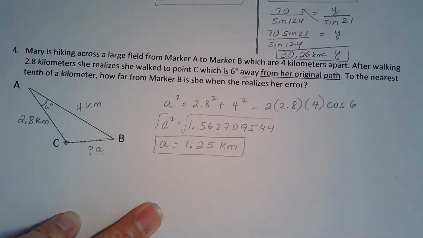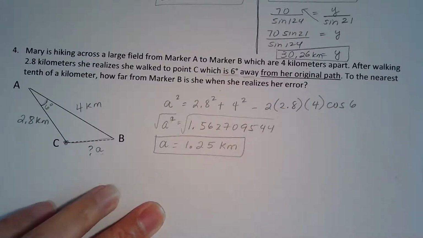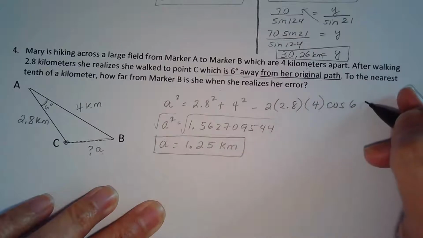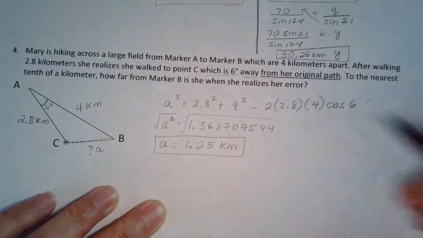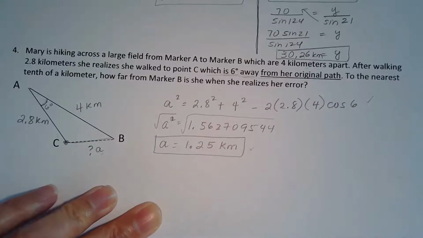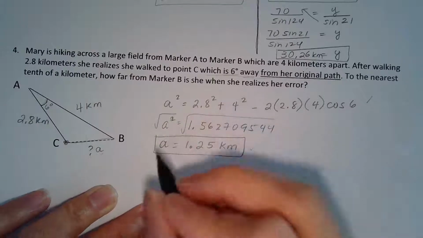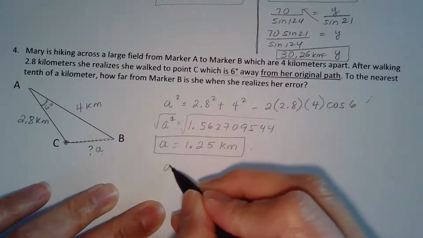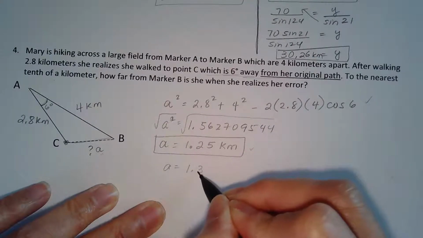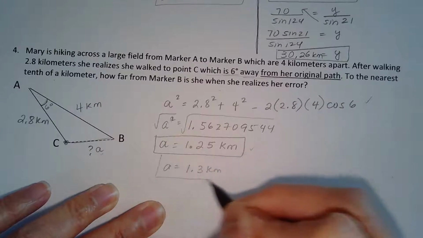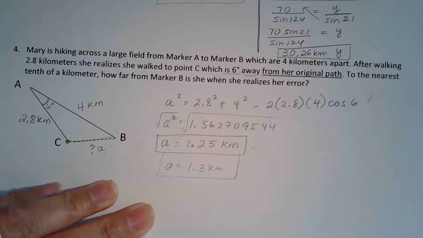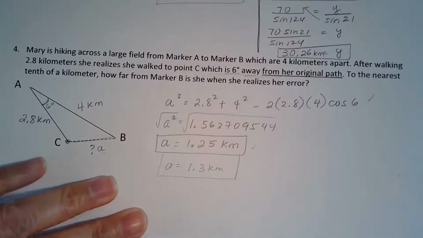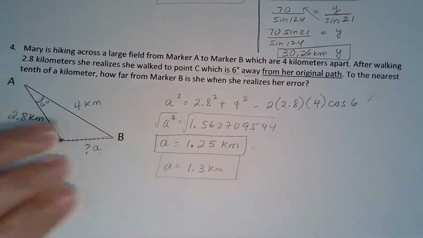Okay. So in this particular case, what we need to do is show our work, show the steps in between, and then show our final answer at the end. Oh, they said tenth of a kilometer. Okay, so if we do the tenth of a kilometer, it's going to be 1.3 kilometers. Okay, and then write down our answer with the unit at the end. Okay, so that's that.